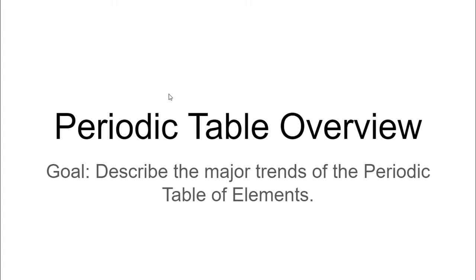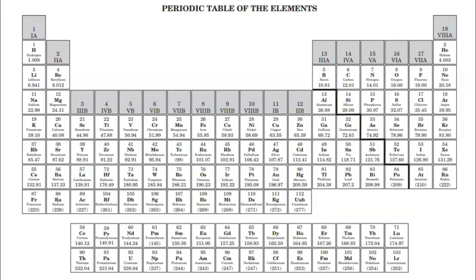All right, it's time to take a look at the periodic table. This is going to be a general overview. We're going to be looking at the trends of the periodic table of the elements for the purposes of understanding it the way that an eighth grade science student should understand it. So here's the periodic table of the elements that we're going to be ultimately responsible for knowing about.